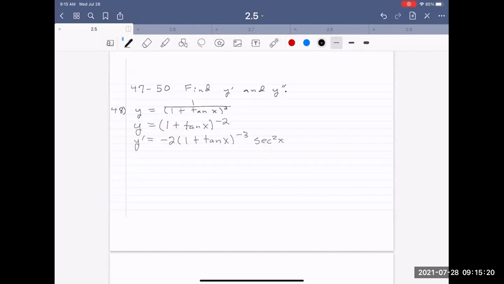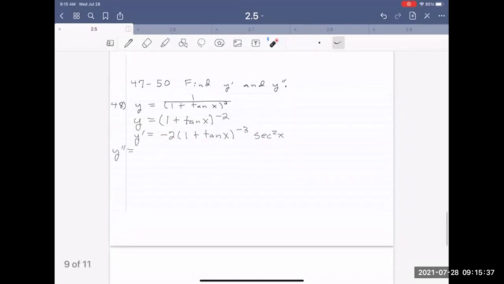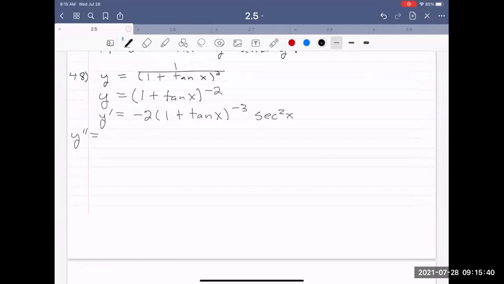Let's take the second derivative. So I'm going to have to use the product rule. So it's the derivative of the first times the second plus the first times the derivative of the second. So let's do that. Let's take the derivative of the first function. I'm going to bring the exponent out in front, rewrite what's inside to the power of 1 less. Well, -2 times negative 3 is a positive 6. Rewrite what's in the parentheses.